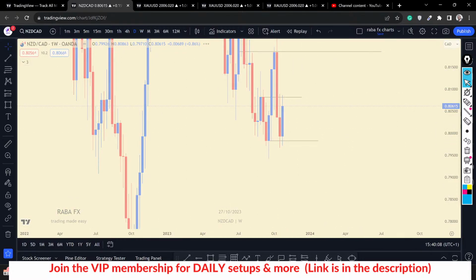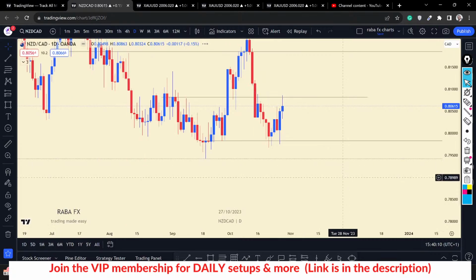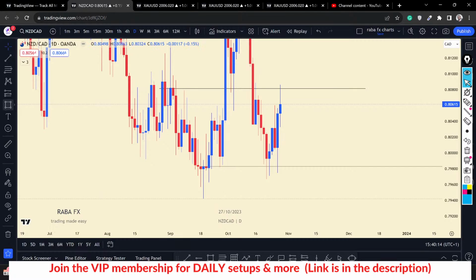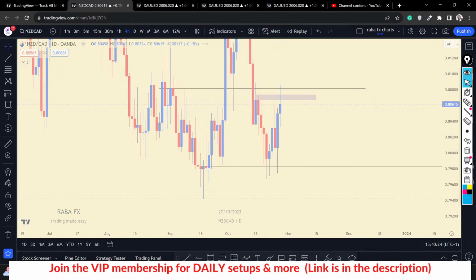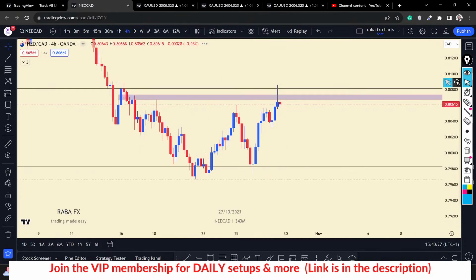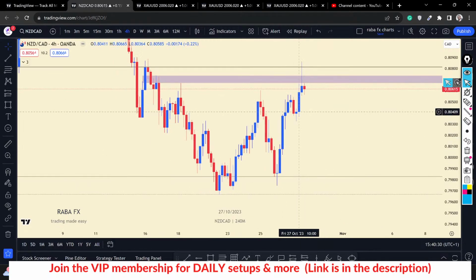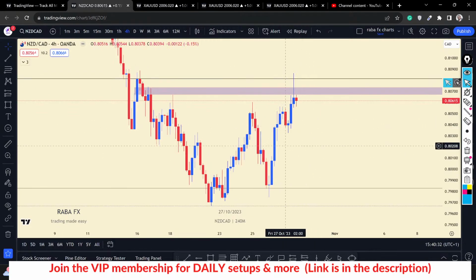All right, on the daily, we came into a roadblock here, and you can see that's the reason why price is still rejecting. Still not sure yet until I get to the 4-hour. The 4-hour is the ultimate time frame for me to know exactly what to do. So this pair is bullish for now. Maybe the 4-hour wants to go higher.